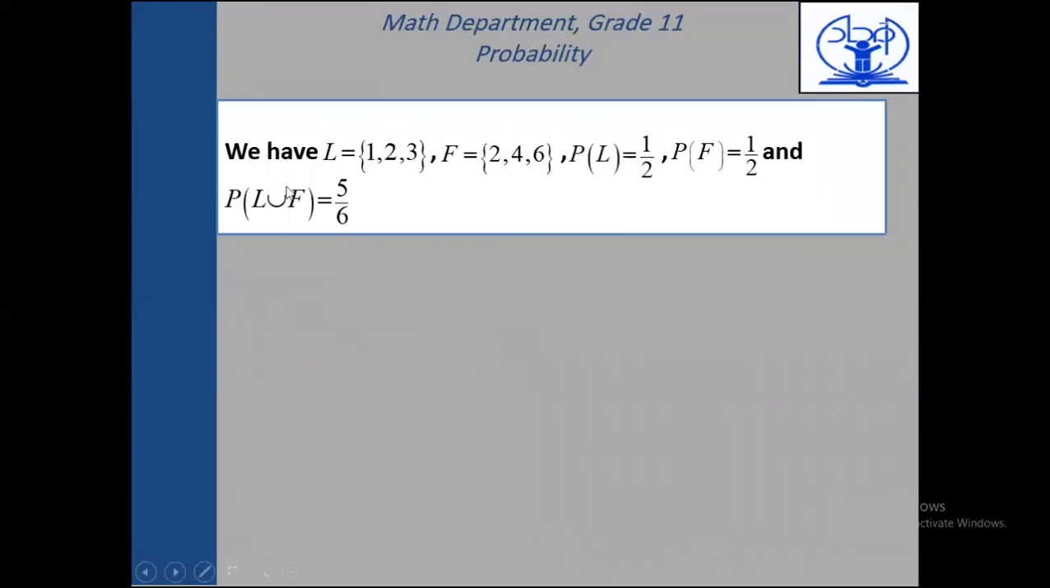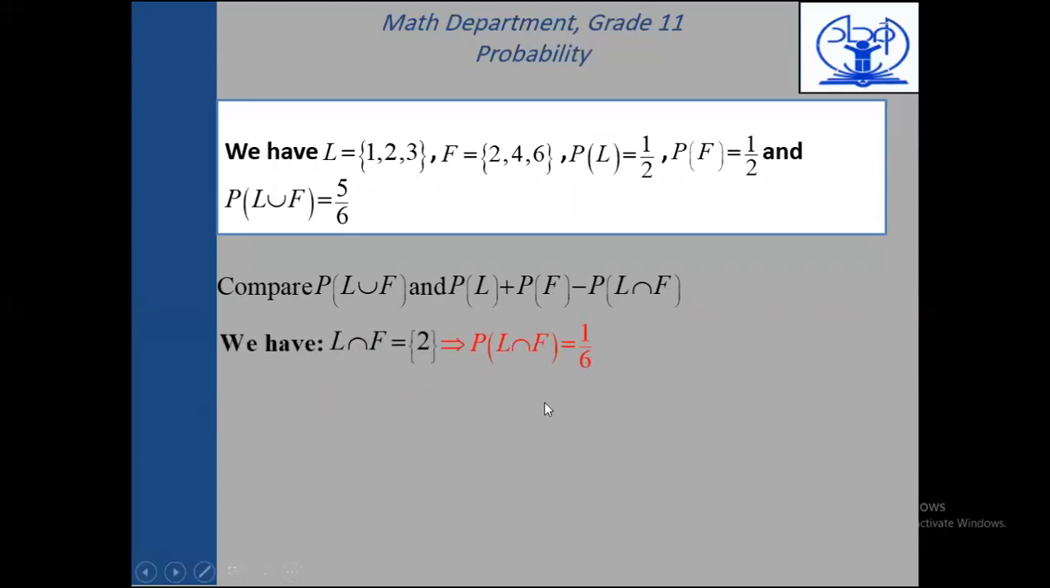If L is this set, F is this set, and L union F is this set, the probability of L is half, the probability of F alone is half, and then the union is 5 over 6. If we compare these, the probability of L counts all of L, and the probability of F counts all of F. But the region of intersection is counted twice. That's why you have to take it out once so that you count it only once. And consequently, if you compare them, you will get these relations.